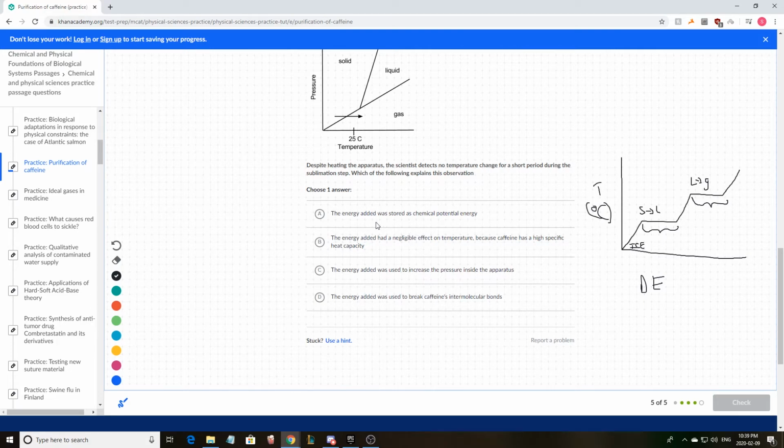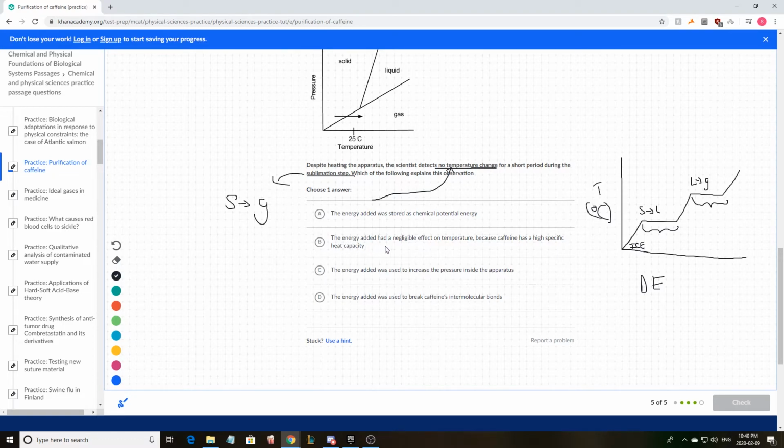Again, this is presenting an option that may seem plausible because yes, a part of the energy might be stored as chemical potential energy, but that doesn't explain the observation as to why we see no temperature changes. And remember, during the heating phase, they specified that it's the sublimation step. So remember, like I stated here, during changes of phase, there's no change in temperature. Now, during sublimation, something is going from a solid to a gas, which is a change in state. So again, during this phase, there would be no change in temperature. So A is not correct.